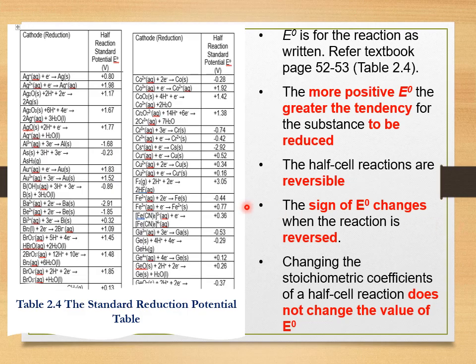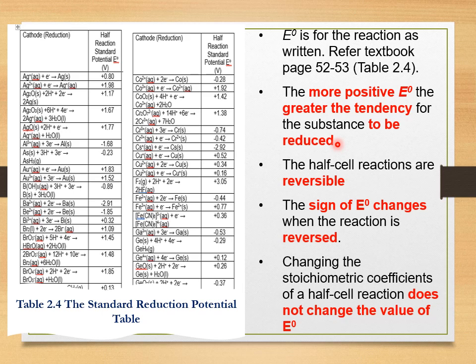Right. This table 2.4 is in your textbook, your course book. So whenever there is a question whereby we do not give you at the end of the question any E naught read for the substance asked, you must refer to table 2.4. Every reaction is there. The more positive E naught, the greater the tendency for the substance to be reduced.